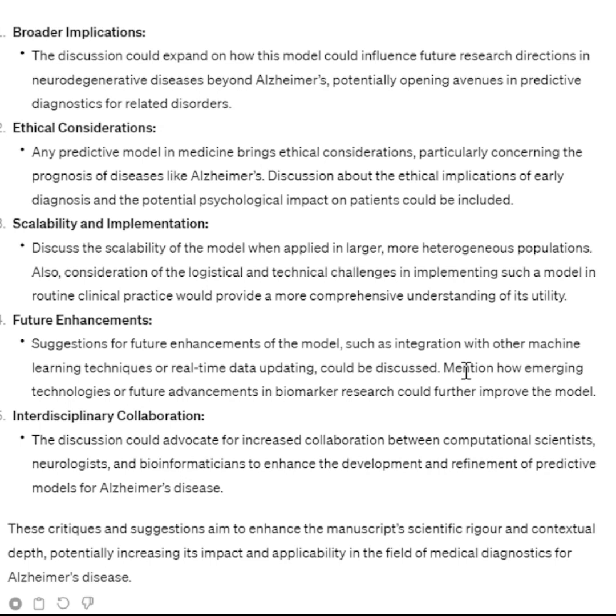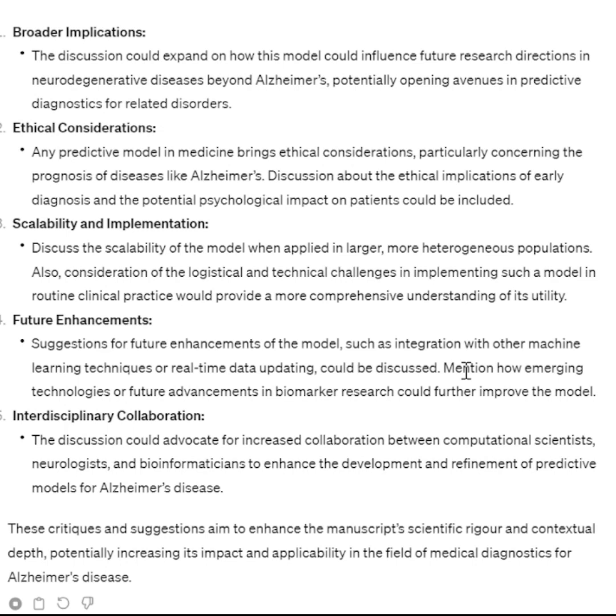3. Scalability and implementation. Discuss the scalability of the model when applied in larger, more heterogeneous populations. Also, consideration of the logistical and technical challenges in implementing such a model in routine clinical practice would provide a more comprehensive understanding of its utility.